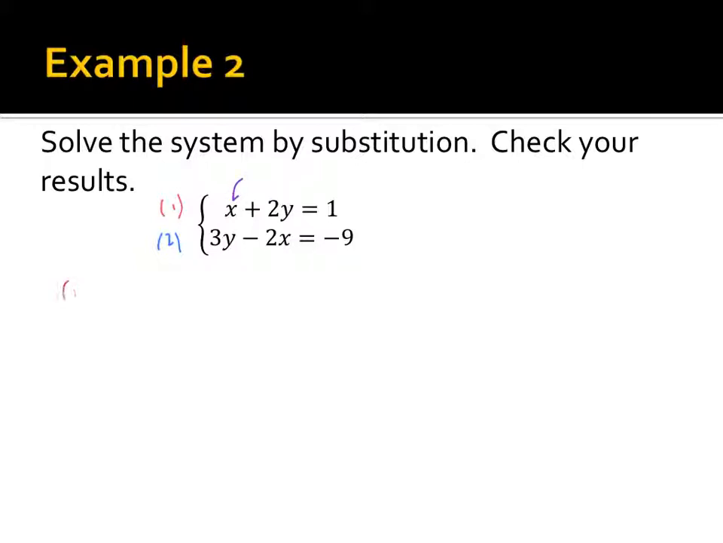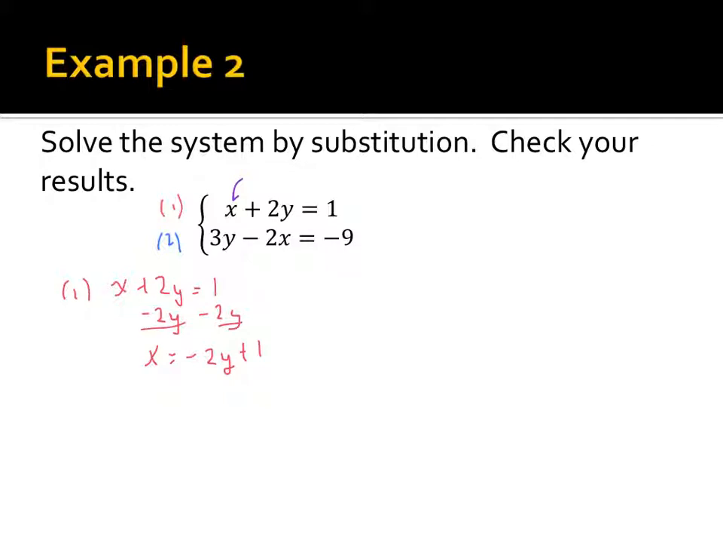I'm going to start by writing down this first equation, x plus 2y equals 1. And I'm going to solve for x. I'm going to subtract 2y because I think this will be really, really easy. x equals negative 2y plus 1. You see, that wasn't too bad at all. That's actually very nice, very simple.